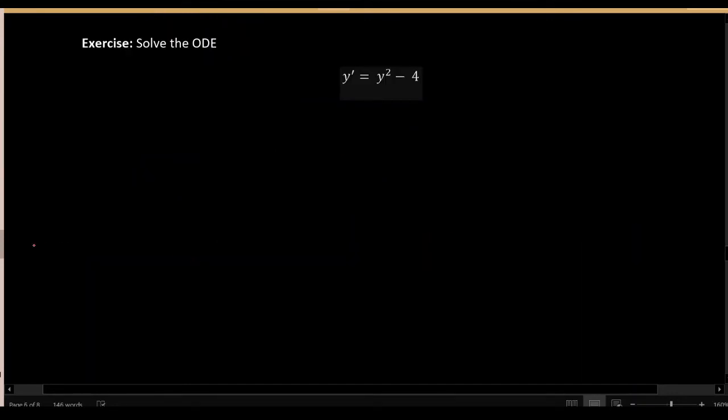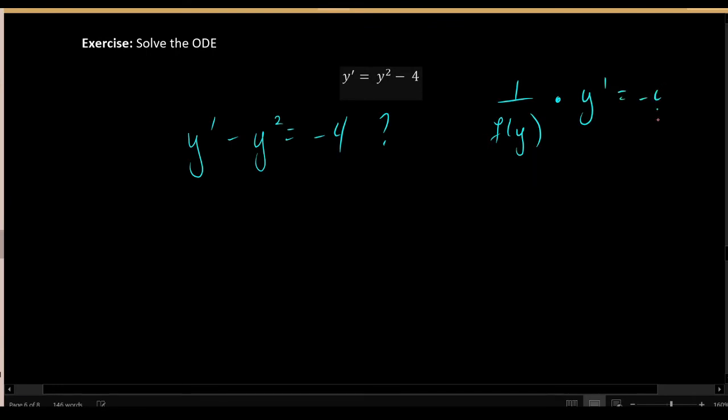One more example to demonstrate the method. Let's solve the ODE y prime equals y squared minus 4. Now let me ask you a question. Do you think I could approach this problem by subtracting y squared to the left side to get it on the same side as y prime? This is not going to work. In order to use the method of integration, we need to have a function of y multiplied by y prime, not added or subtracted. So we won't be able to subtract y squared.